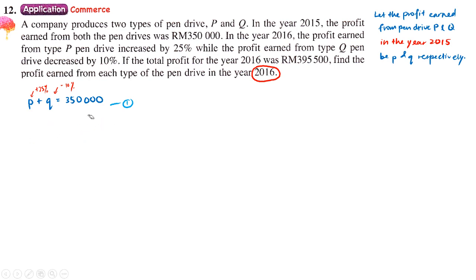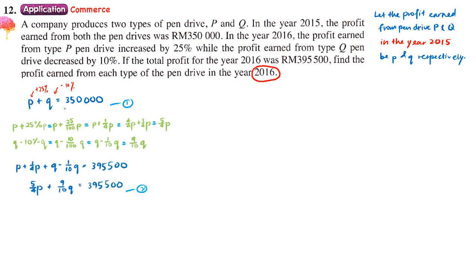So is there a way that I can represent this second linear equation with P and Q and just coefficients in fractions or decimals? Let's take a look. P plus 25% of P is actually P plus 25 over 100 of P, so it's P plus 1 over 4 of P. Okay, 1P is actually 4 over 4P plus 1 over 4P, which equals 5 over 4P.